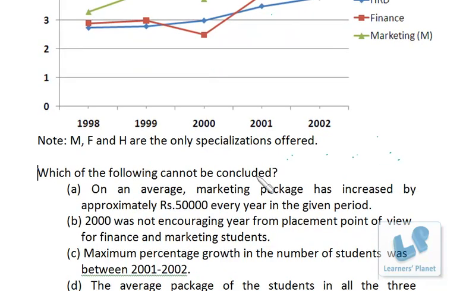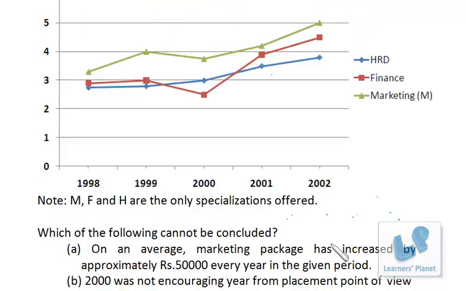And 2000 was not an encouraging year from the placement point of view for finance and marketing students. 2000, yeah, we can see a fall from 1999 in the year 2000. So there is a fall in marketing as well as finance. Okay, marketing, and this red one is finance.